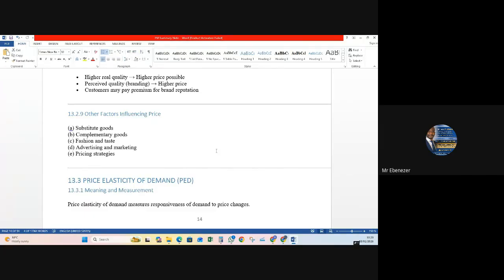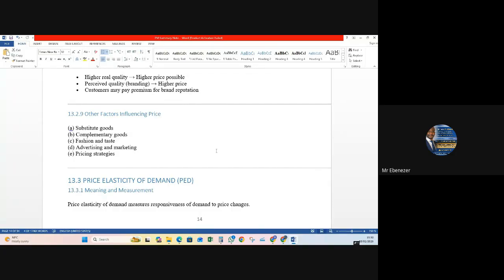Also, complementary goods are those goods that when you buy one, you want to buy the second one with it. When we're in the economics class, they will say bread and butter. As you're buying bread, you're buying butter. Right? So complementary goods are also there. And also you have fashion and taste. The fashion of people, their taste will determine what they consume.